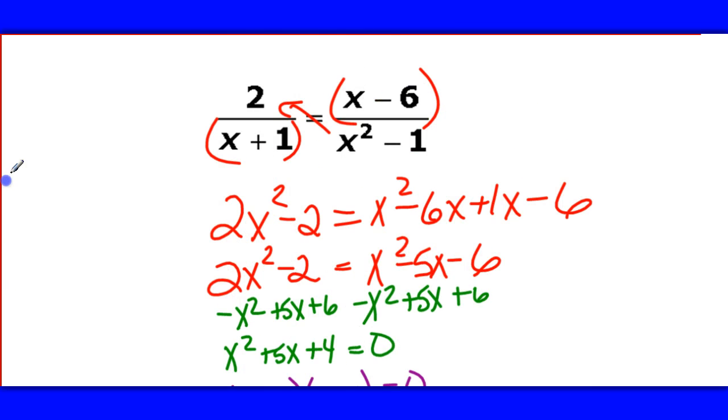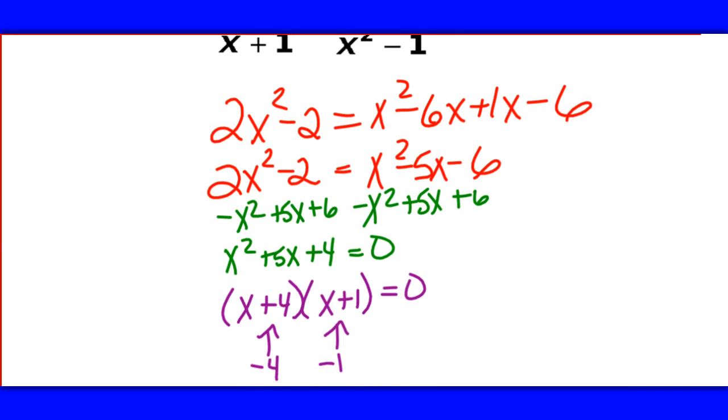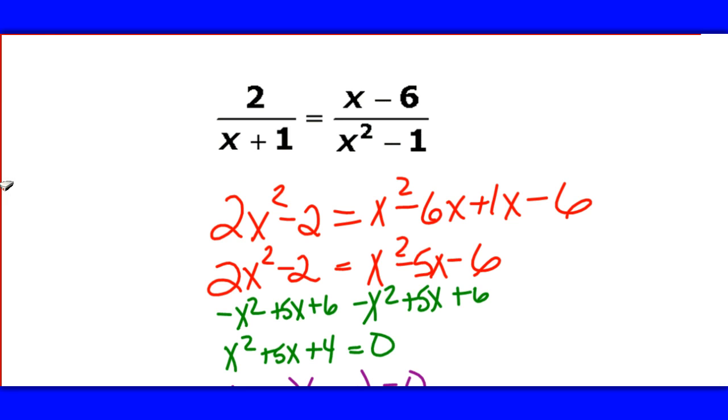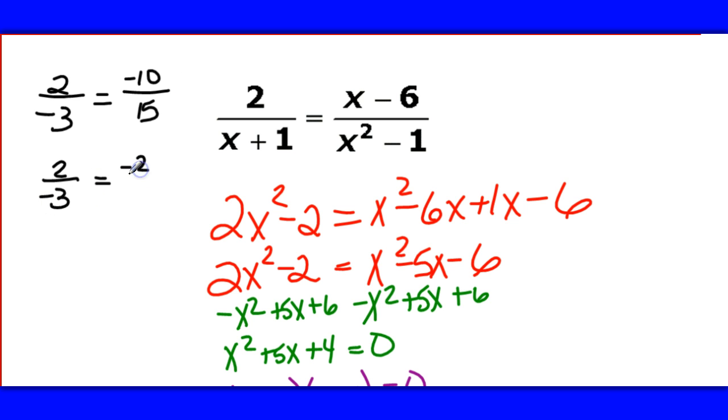So I'm going to go back to the original problem up here, and I'm going to try these two answers in there. Okay, so what do I have? A negative 4 and a negative 1. So this is going to give me, all right, let's put the negative 4 in first. So I get 2 over negative 4 plus 1 is negative 3 is equal to, put the negative 4 in here, which is going to give me negative 10 over negative 4 squared is 16 minus 1 is 15. So 2 over negative 3 reduces to negative 2 over 3. Check, that's the same thing.